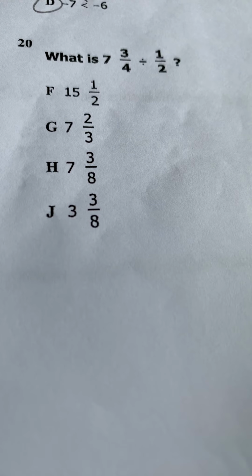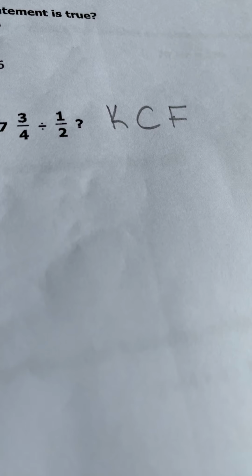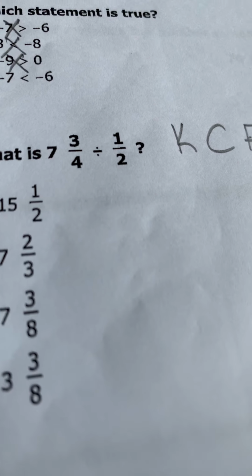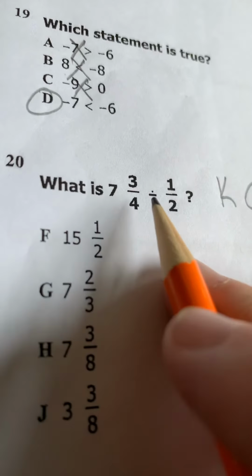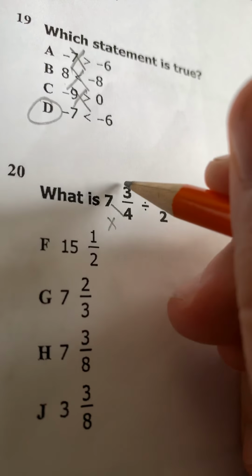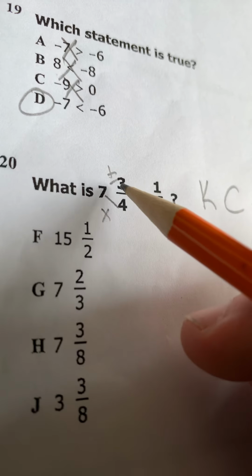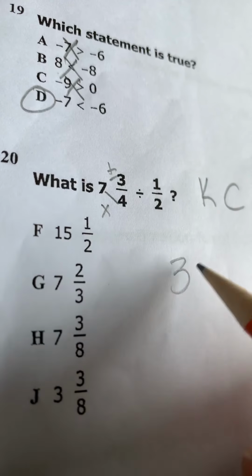All right. 20. What is 7 3/4 divided by 1/2? Okay. Now we're going to divide. To divide, I'm going to keep, change, flip. Don't get that confused with keep, change, change. Keep, change, change is for integers. We're going to keep, change, flip for fractions. To do that, first I've got to get this mixed fraction into an improper. So same as earlier, I'm going to multiply. I'm going to add. 4 times 7 is 28. 28 plus 3, 29, 30, 31 over 4.